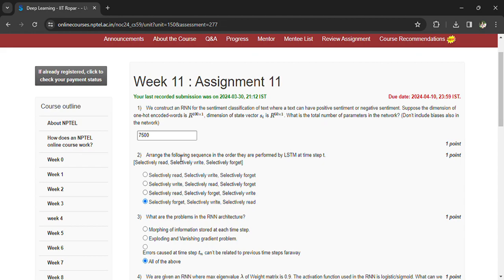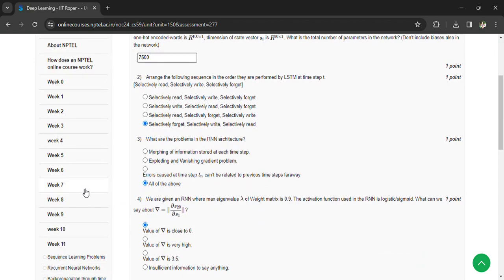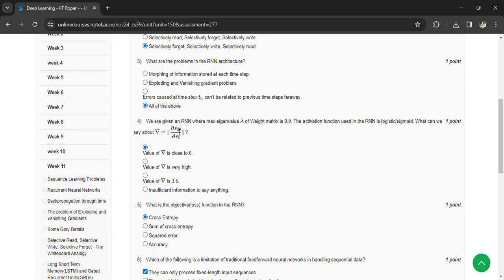Coming to the second question, arrange the following sequence in the order they are performed by LSTM at time step t. So selectively forget, selectively write, selectively read. So D is the correct option. What are the problems in RNN architecture? All of the above. And for the fourth question, value of delta is close to zero.